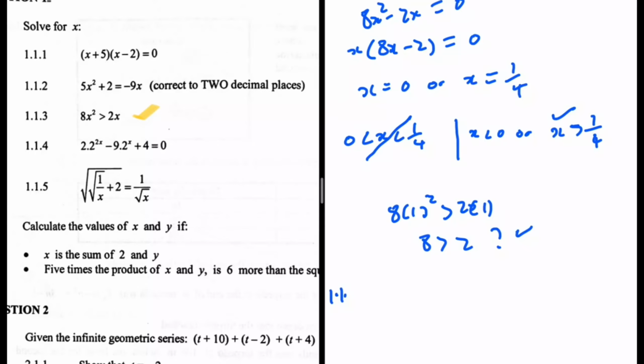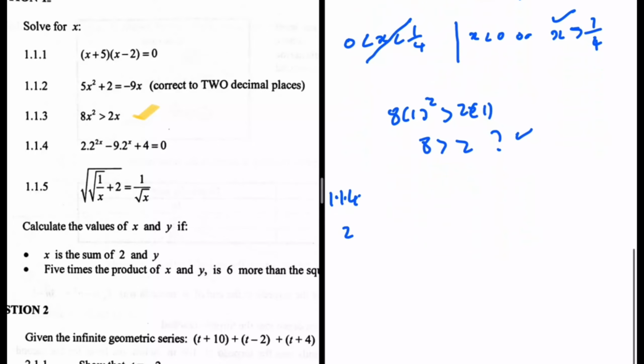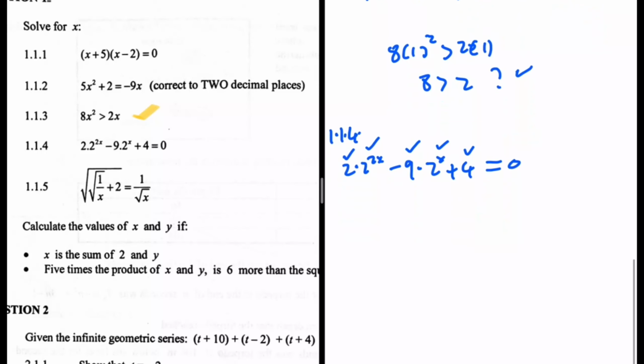Now 1.1.4. So 2 multiplied by 2 to the 2x minus 9 multiplied by 2 to the x plus 4 is equal to 0. So let's see what is happening. We have 2, 2, 2, we have 4, we have 9. Can I make 2 to the power x equal to k and solve a quadratic equation, whether by factorizing or using the quadratic formula? Let's see if that works.